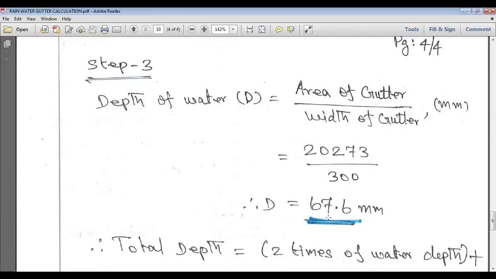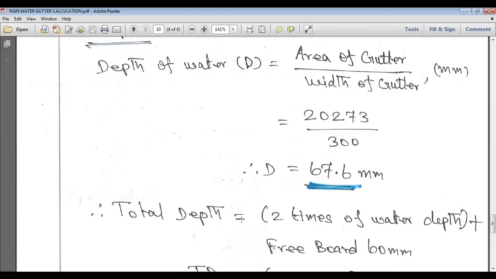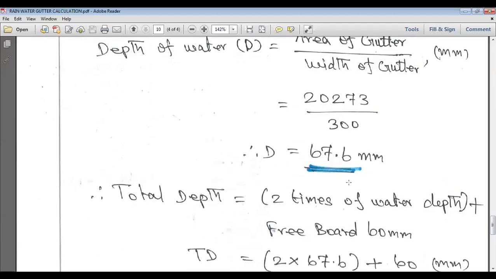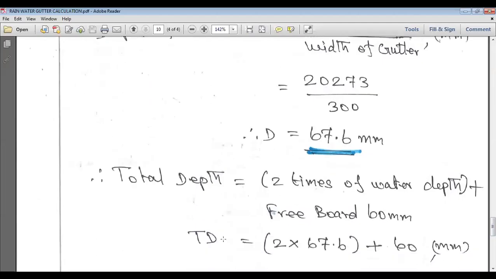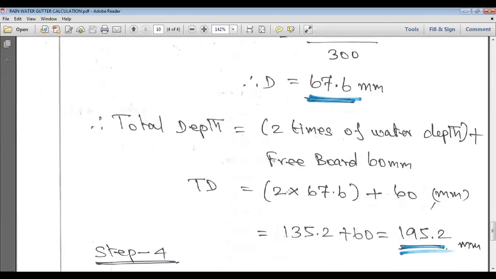We will get total depth equal to, as I already told, 2 times the water depth plus free board 60 mm. So now we put total depth equal to 2 into 67.6, that is 2D, 67.6, plus 60 mm free board. After solving this, 135.2 plus 60 equals 195.2 mm. Total depth we are getting is 195.2. The width of the gutter we have already assumed as 300, and the depth of the gutter is 195.2.